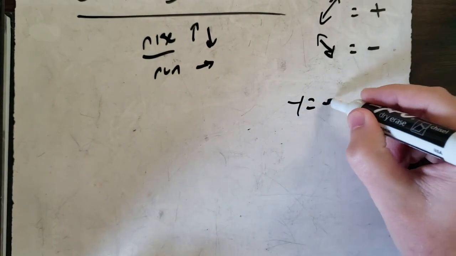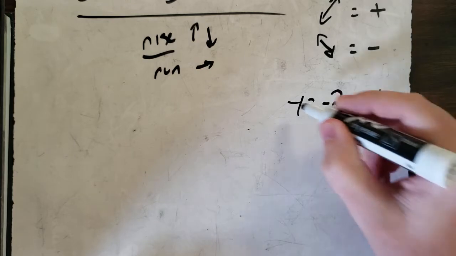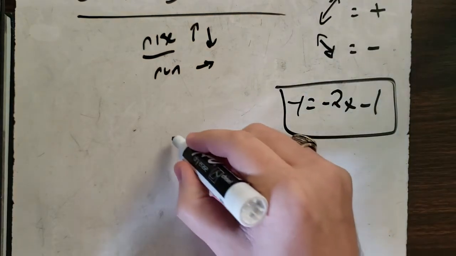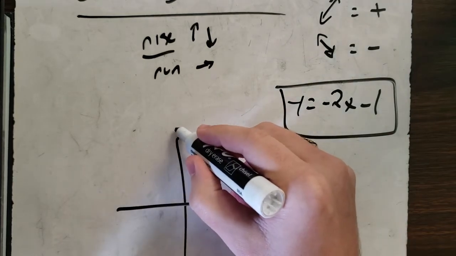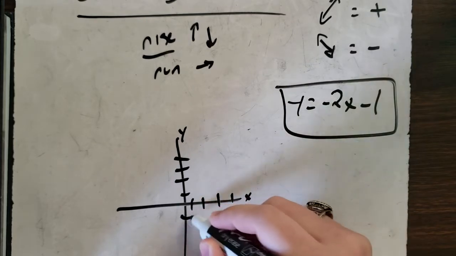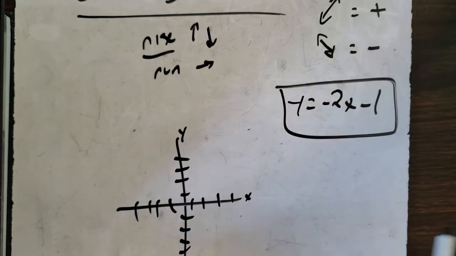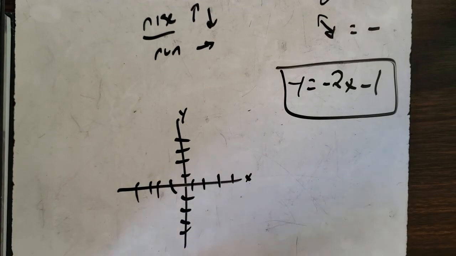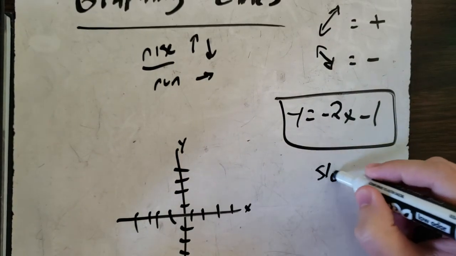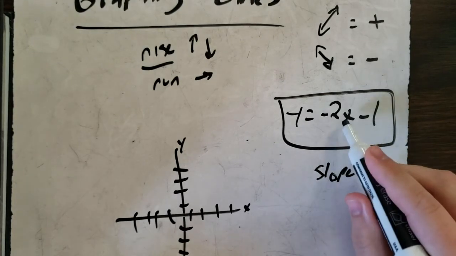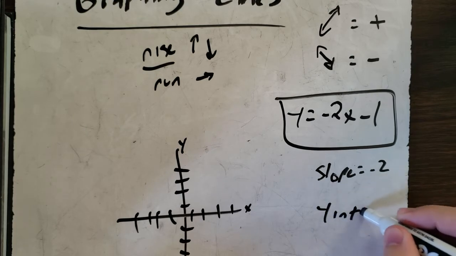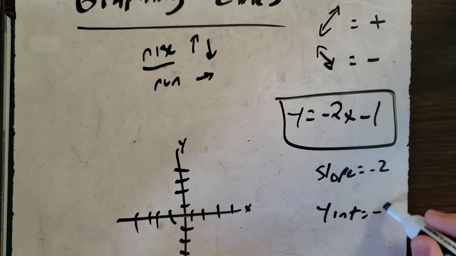Y equals negative 2x minus 1. Okay, that's our equation. So, draw our graph. We have y, we have x, like I said, not great, but you'll get the general idea. So, over here, what's our slope? Our slope is attached to our x. Our slope is negative 2. Our y-intercept is here, negative 1.